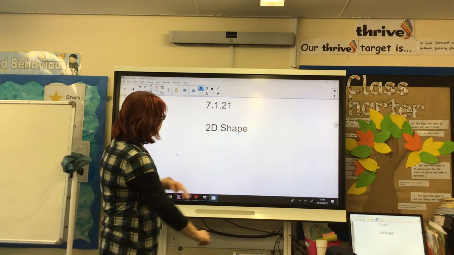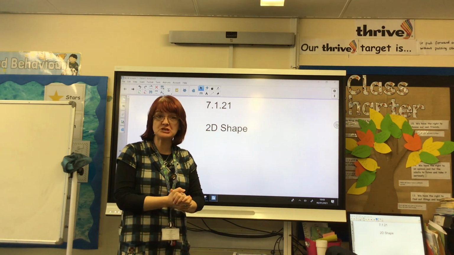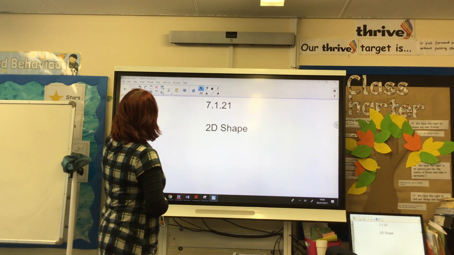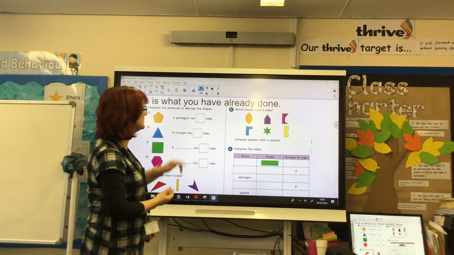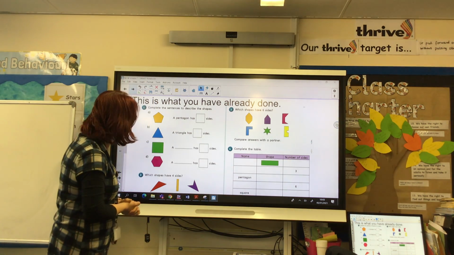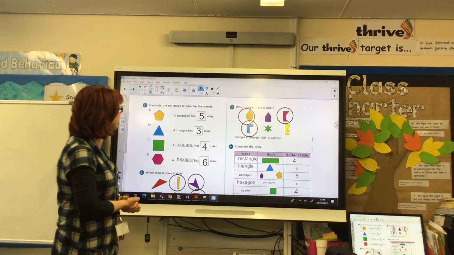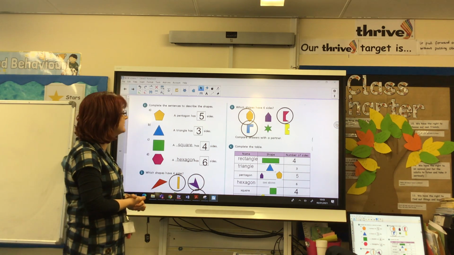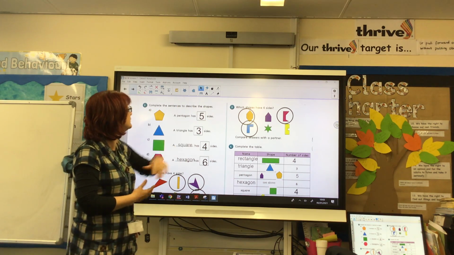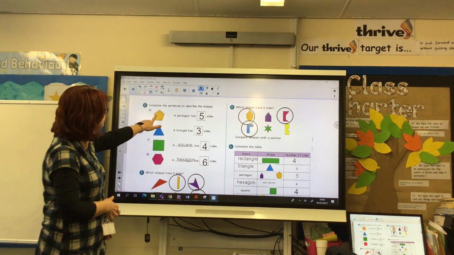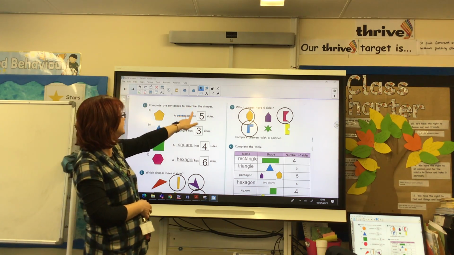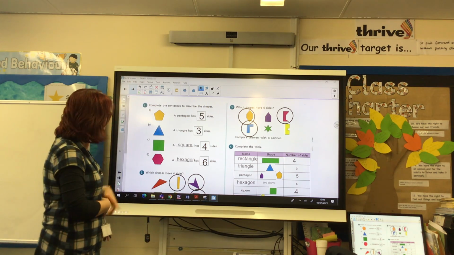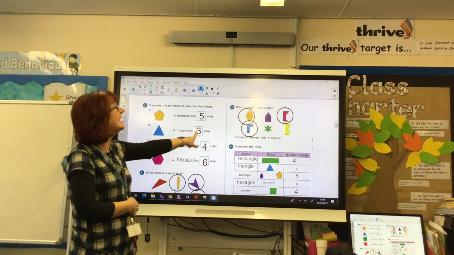Now, we've been starting a unit on 2D shape, and yesterday there was this on Teams for you to have a little look at. So I'm just going to quickly go over the answers with you before we move on today. So you were asked first of all to describe the shapes. This first one, count the sides. A pentagon has 5 sides. This one here, a triangle has 3 sides.